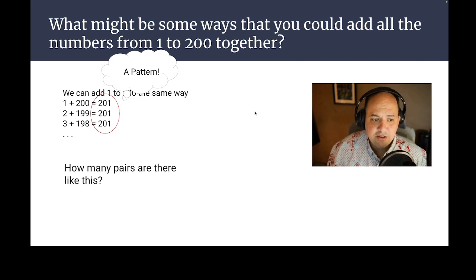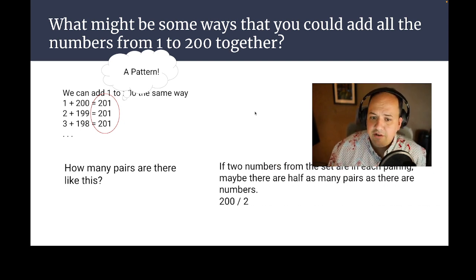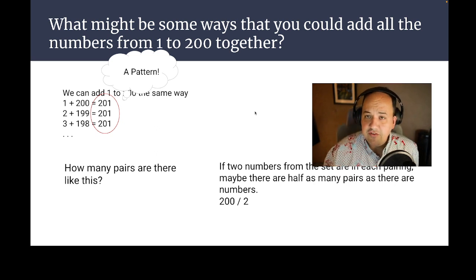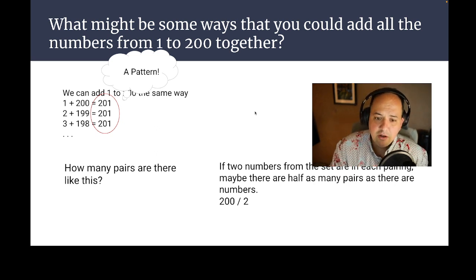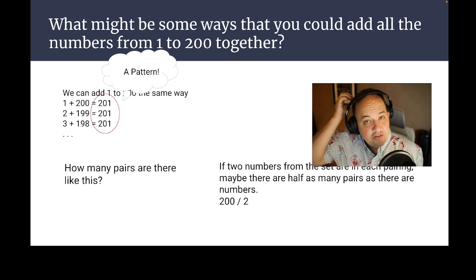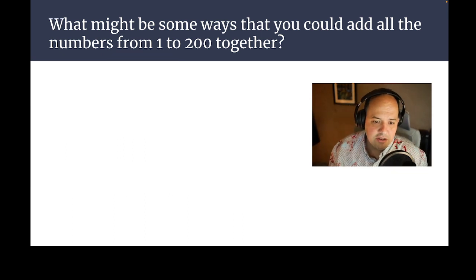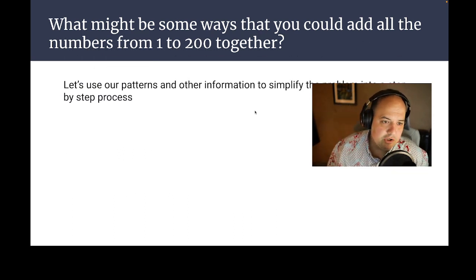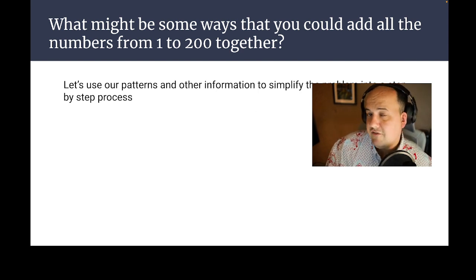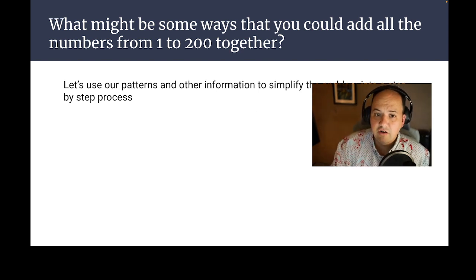Well, maybe we ask the question, how many pairs are there like this? And we quickly find out that if there are two numbers from the set and each are paired, then that's maybe half as many pairs as there are numbers. So 200 divided by 2. We do some quick math, right? So we can figure out, okay, if we have 100 pairs like this and each pair adds to 201, we can actually figure out pretty quickly what our sum is.